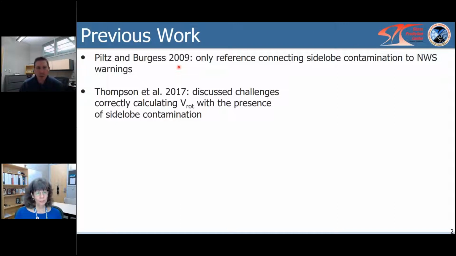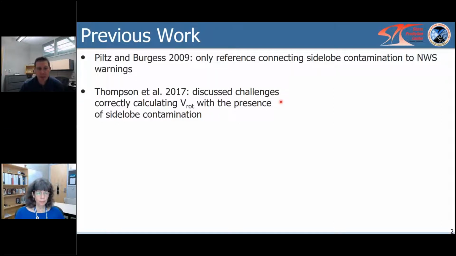Looking back through the literature, that was one of the first things we did from a literature review perspective, and we realized there really hadn't been much of anything actually published on this topic. Something we were all taught in school about side lobes and how they can manifest, but a little more specifics about it really wasn't there. When we look back through Steve Piltz and Don Burgess in 2009, they had a conference preprint where they were talking about side lobe contamination and how it impacted NWS warnings. But that was the only thing that had been discussed until 2017.